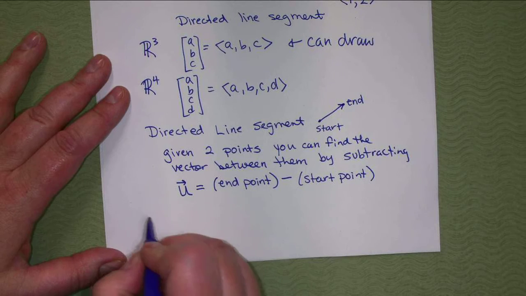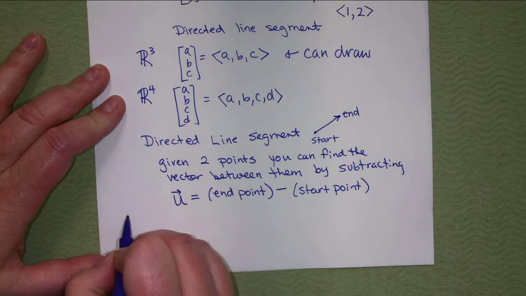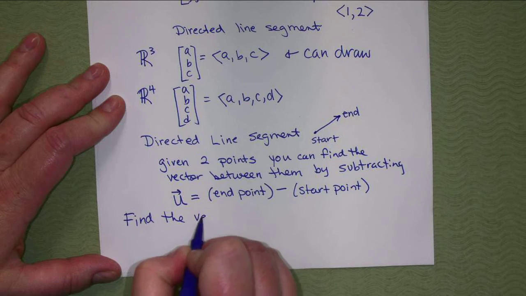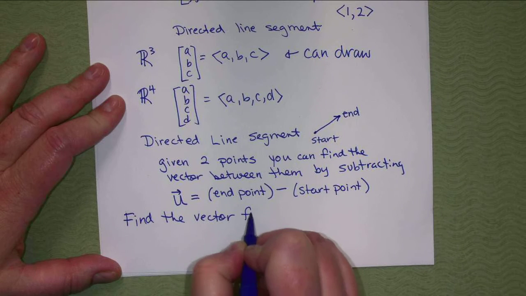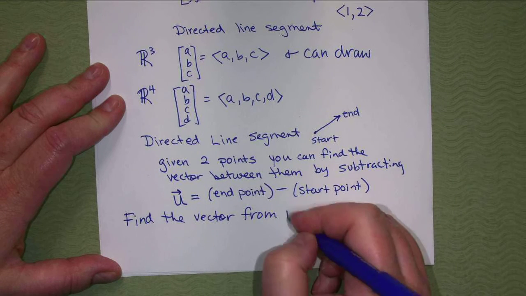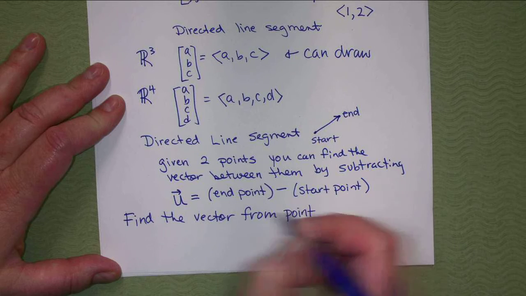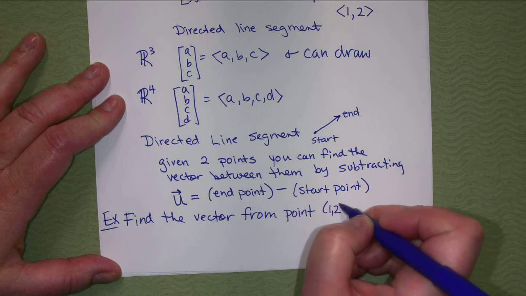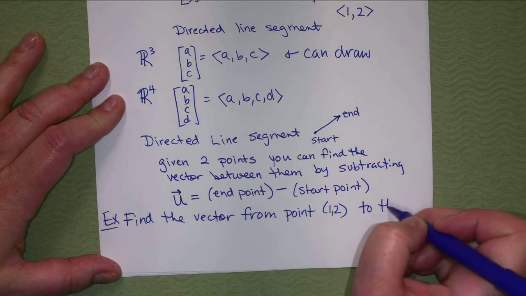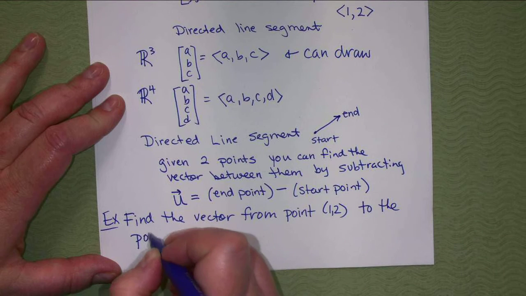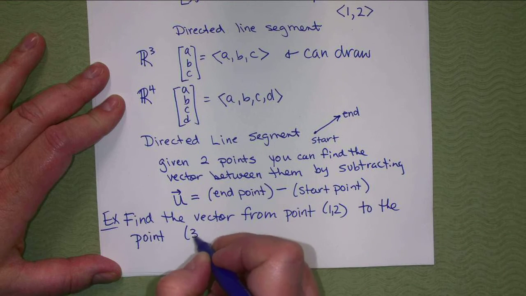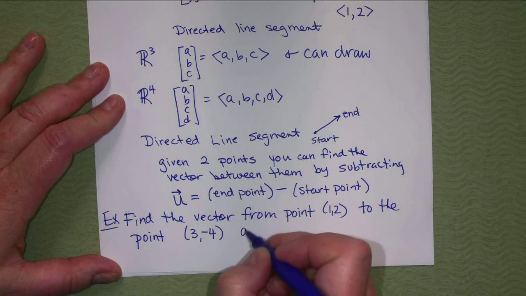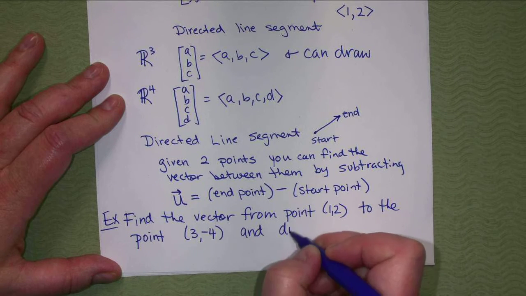Okay, so a question might say, find the vector from point 1, 2 to the point 3, negative 4. And draw it.